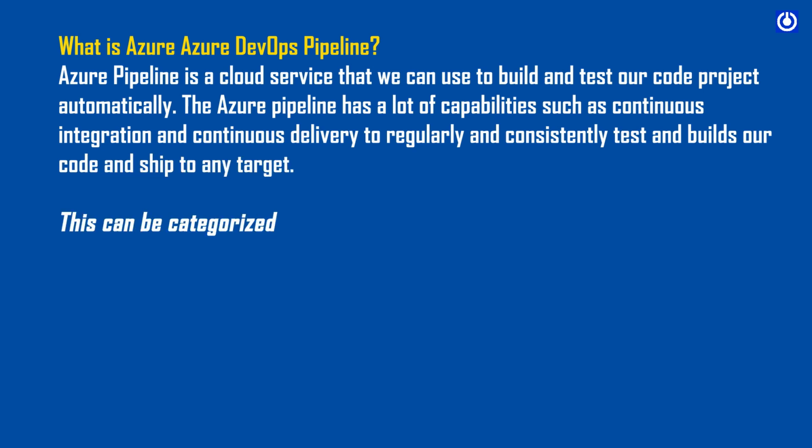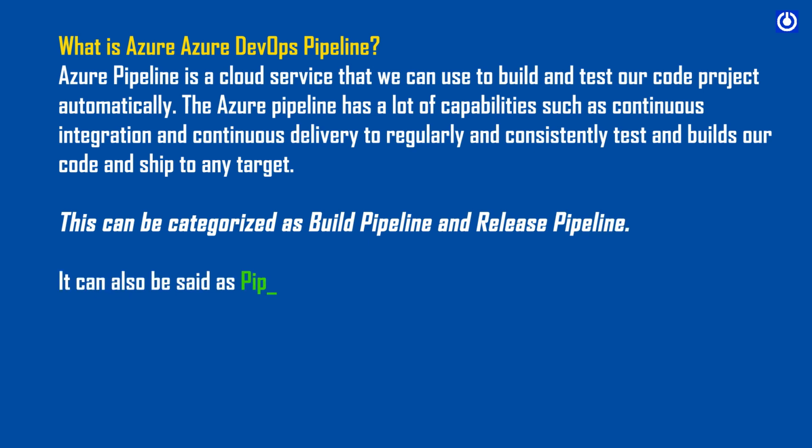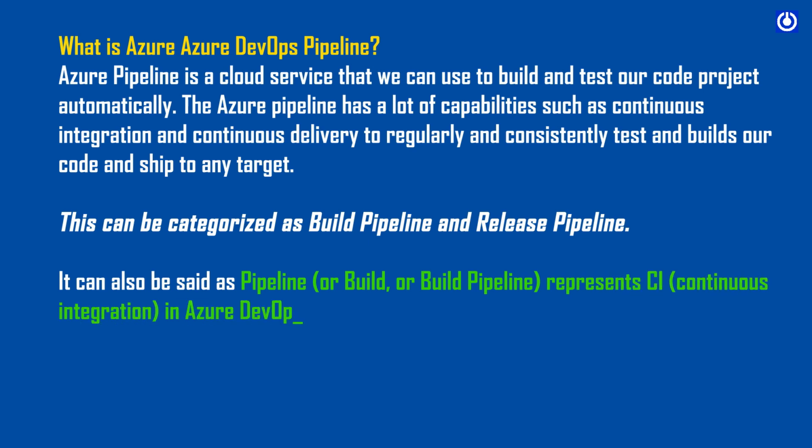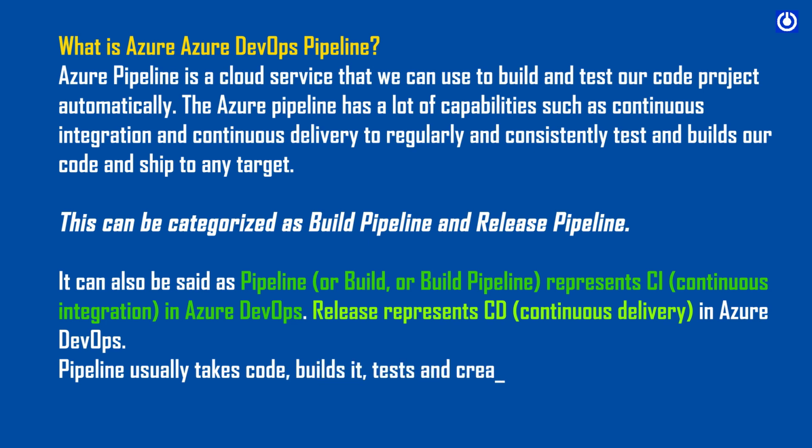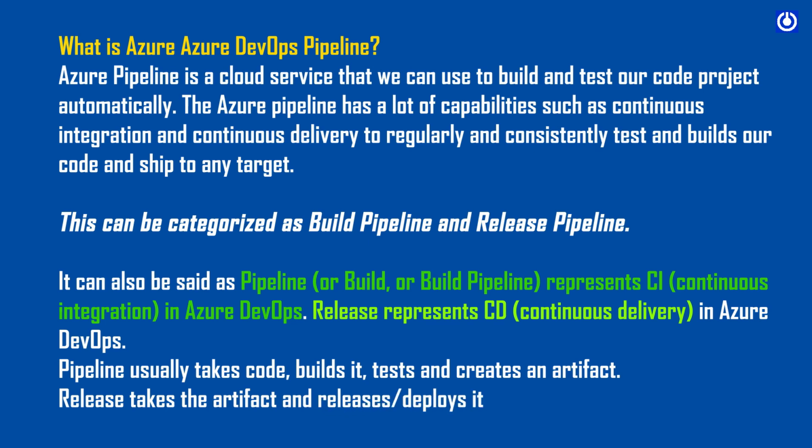This can be categorized as build pipeline and release pipeline. It can also be said that pipeline, or build pipeline, represents CI, continuous integration, in Azure DevOps. Release represents CD, continuous delivery, in Azure DevOps. Pipeline usually takes code, builds it, tests and creates an artifact. Release takes the artifact and deploys it to the target.